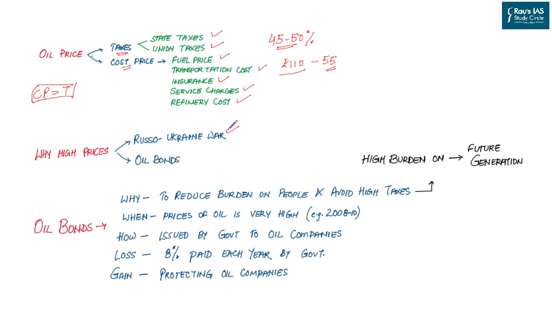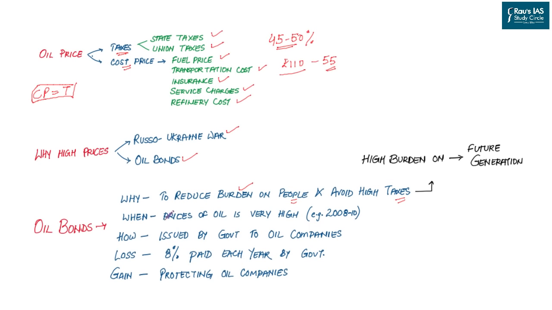The second reason which is being forwarded by the government is the situation of oil bonds. Now, what are oil bonds and why is the government concerned about paying on these oil bonds? Well, the previous government, during the global meltdown of 2008 and 9, brought up this idea to reintroduce the oil bond concept in India. Now, this was brought in order to reduce the burden on people from high prices of oil as well as avoiding the high taxation shift towards the people.